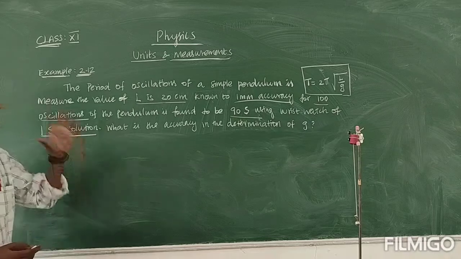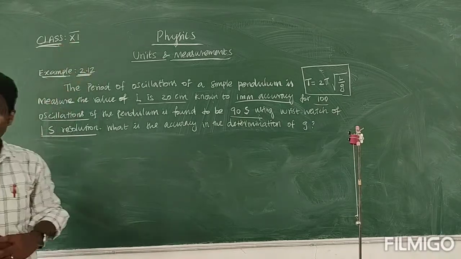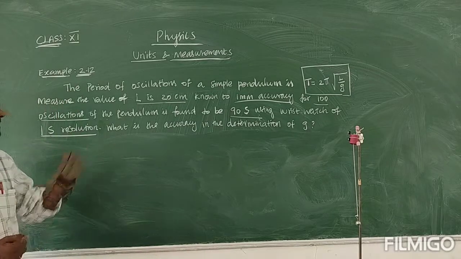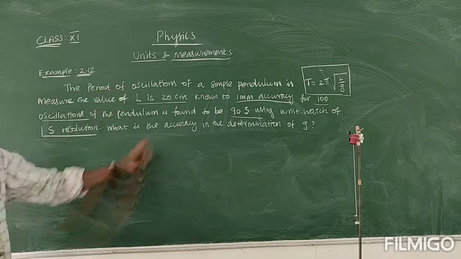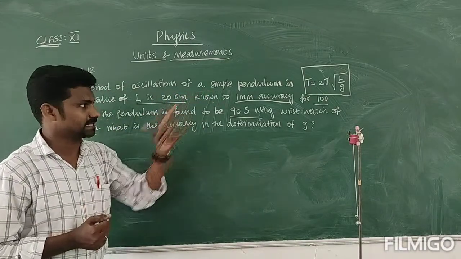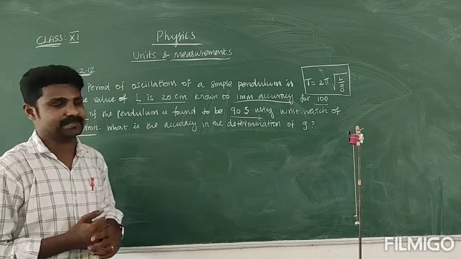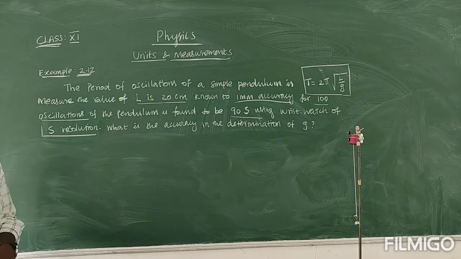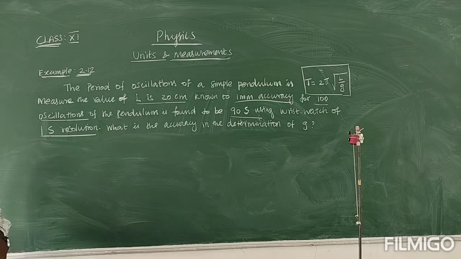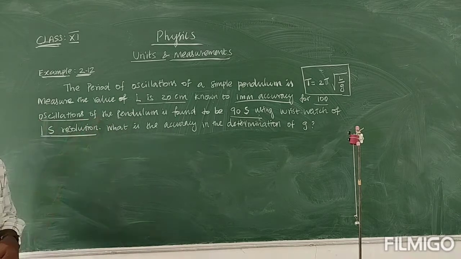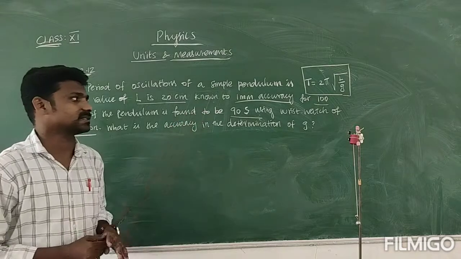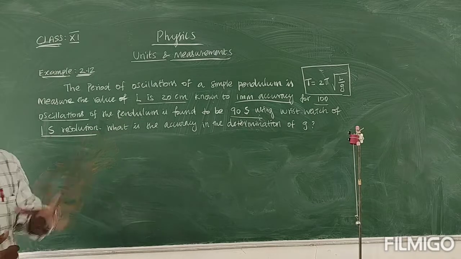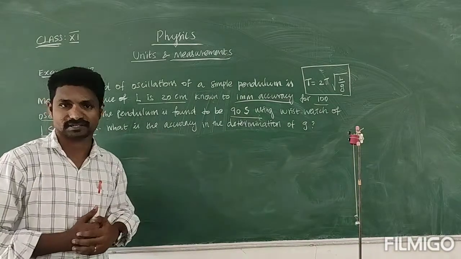Dear students, see the next question from 11th standard, Units and Measurement chapter, example problem 2.12. The period of oscillations of a simple pendulum is T = 2π√(L/g). To measure, the value of L is 20 centimeter, known to 1 millimeter accuracy. For 100 oscillations, the pendulum is found to take 90 seconds using a wristwatch of 1 second resolution. What is the accuracy in this determination of g?